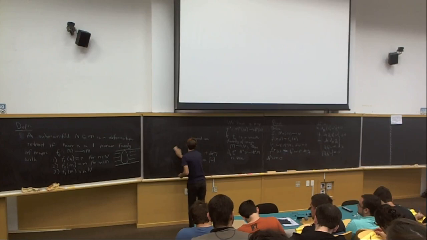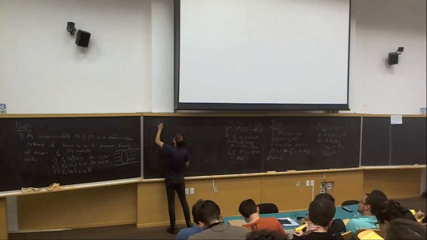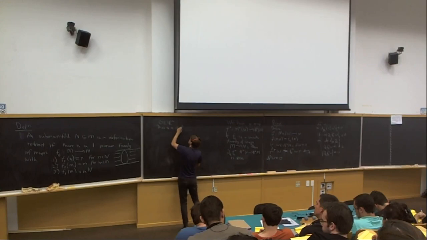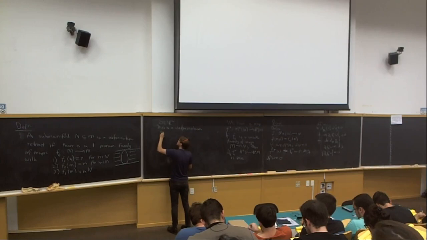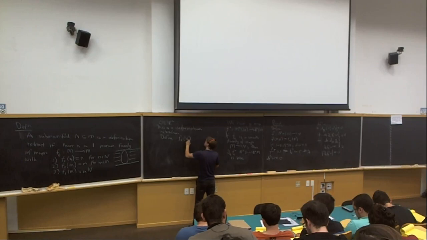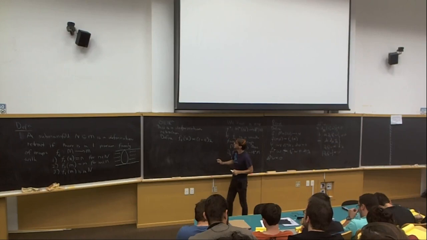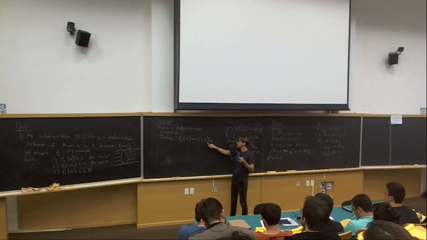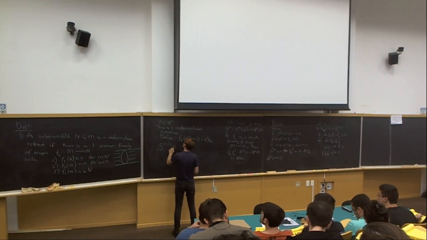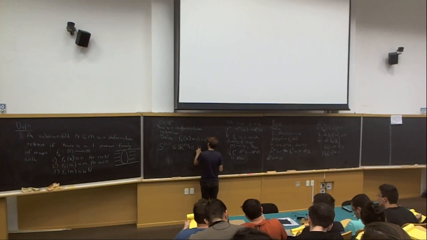So here are some examples. If I take the origin in R^n, this is a deformation retraction. This is really easy to see. We just define FT of x to be (1 minus t) times x. Then when t is 0, I just get back what I started with, and when t is 1, I'm squished down to the origin. That's very simple. So if I take the sphere, this is also a deformation retraction.